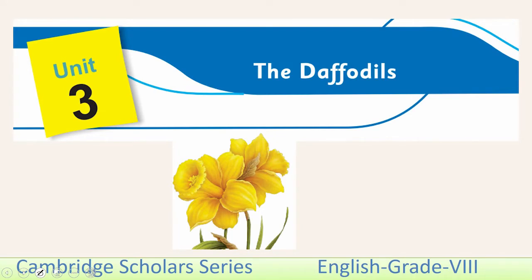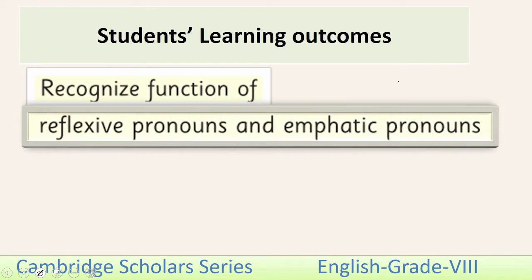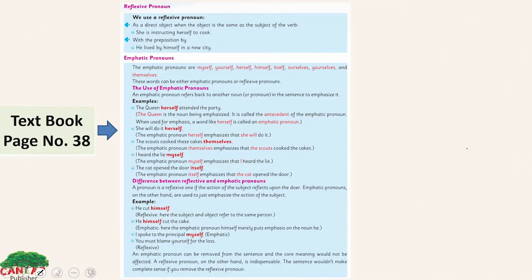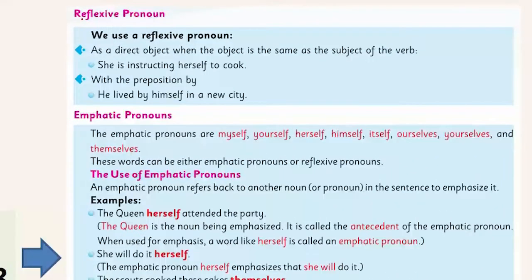We are going to start our lesson from Unit 3, The Daffodils. The SLOs of this lesson are to recognize the function of reflexive pronouns and emphatic pronouns. I hope you are familiar with both of these because we have learned the concept of both in your previous class too. The reflexive pronoun: here we use a reflexive pronoun as a direct object when the object is the same as the subject of the verb.